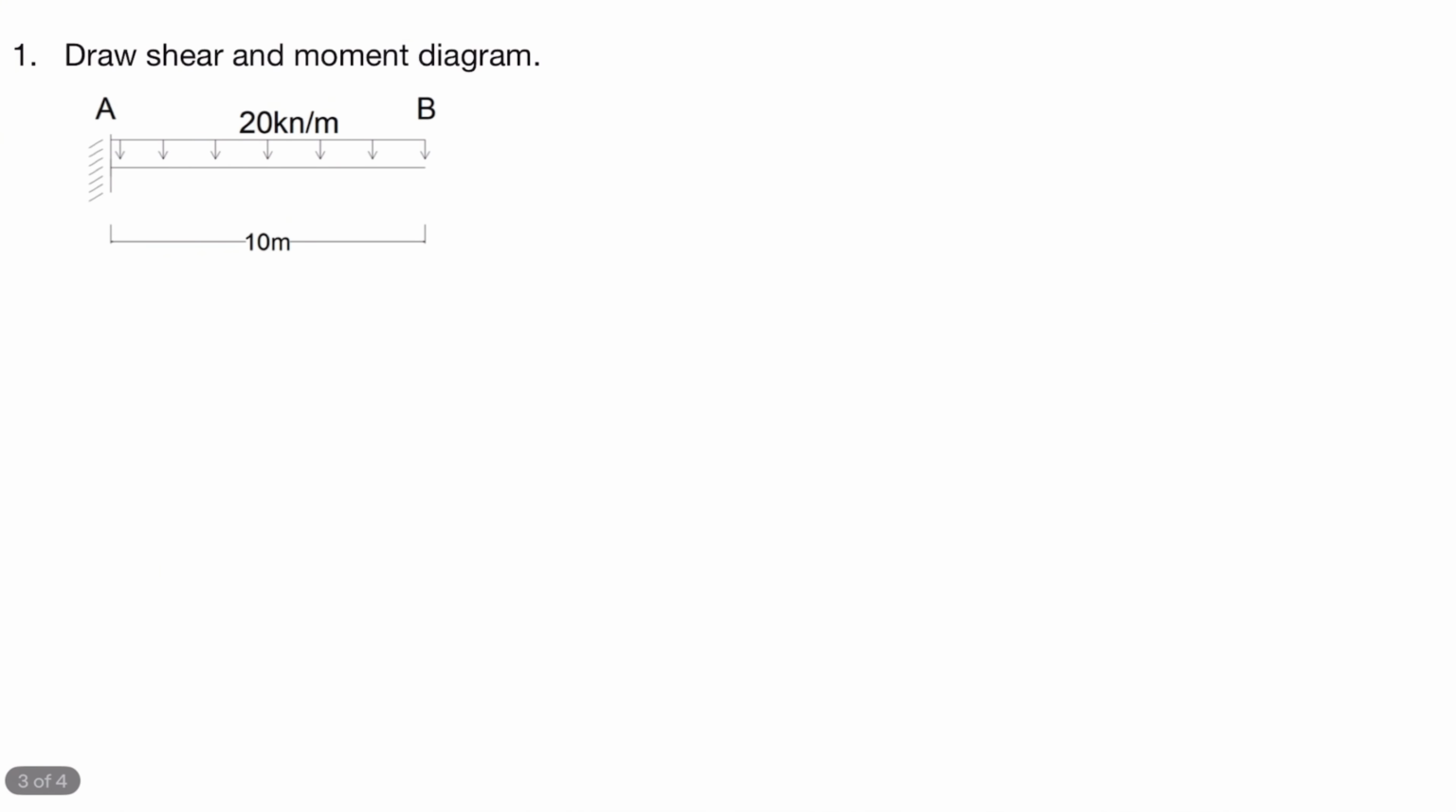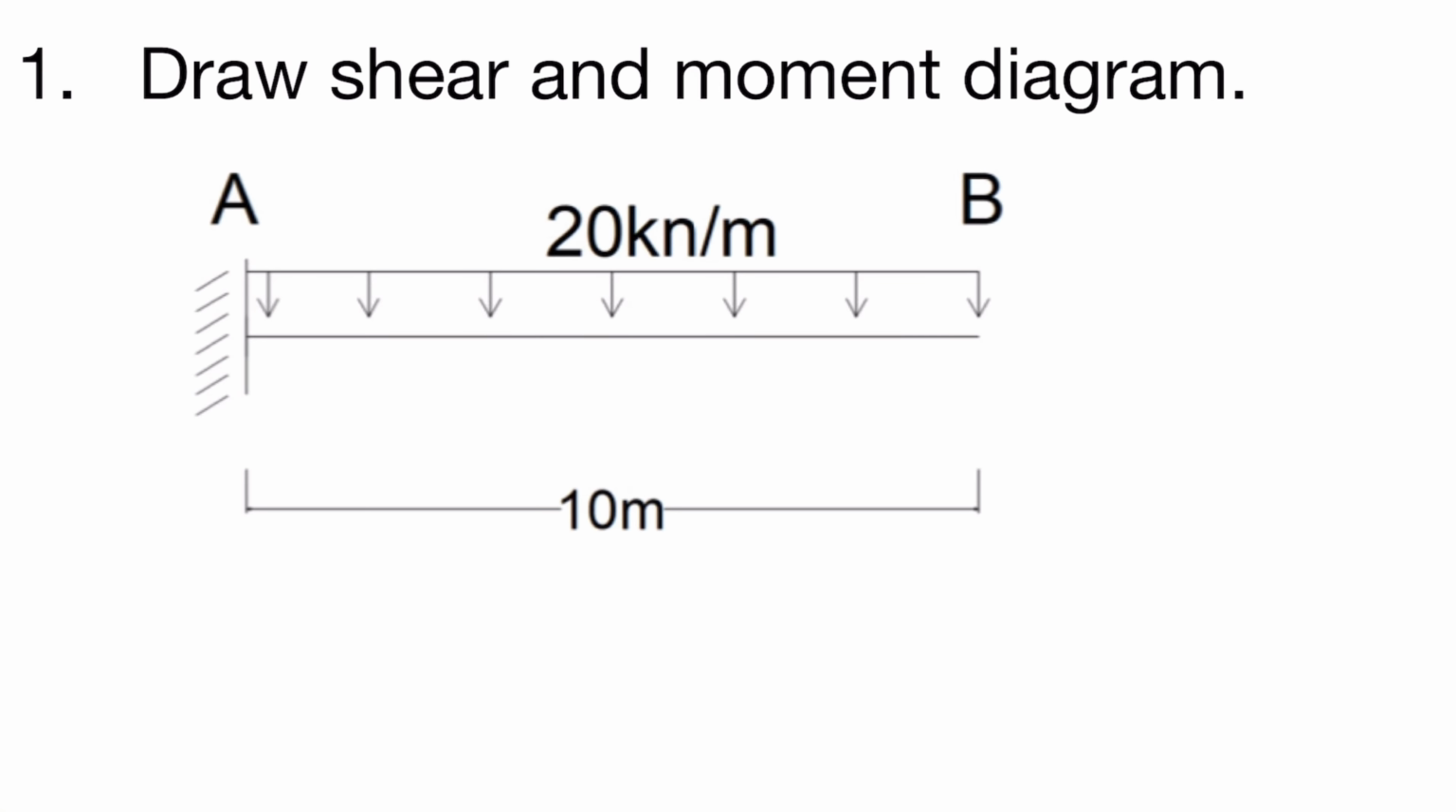For the first example, we will draw the shear and moment diagram. We see that it is fixed at A and there is no support at B, and there is a uniformly distributed load for 10 meters. The first thing we will do is to draw the reactions that we will need to solve for. For the fixed support, as we mentioned before, there will be a vertical reaction we will call VA, a horizontal reaction we will call HA, and a moment that we will denote as MA.